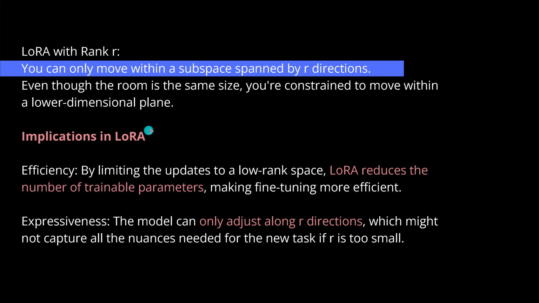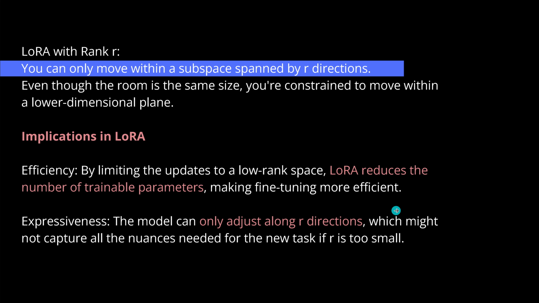And this has direct implications in LoRA. This means LoRA reduces the number of trainable parameters, and this is good. This is why we do LoRA. We want to have less compute, smaller models, faster models. But having fewer trainable parameters, it is interesting to see that the new fine-tuned LoRA-specific model can adjust only along those R directions, R being the rank here, which might not capture all of these beautiful nuances needed for the new task if you choose R in your computer code too small. And you might say, what is too small?